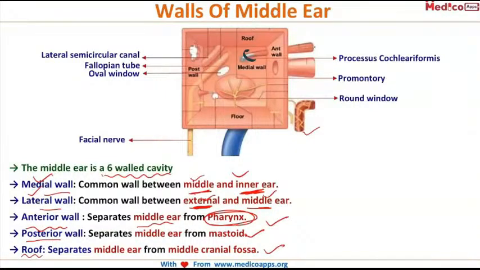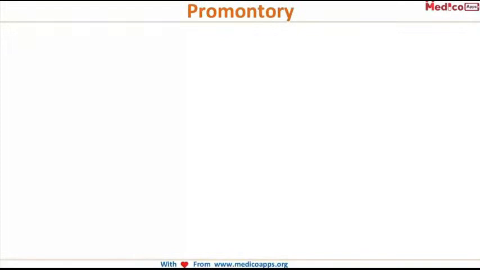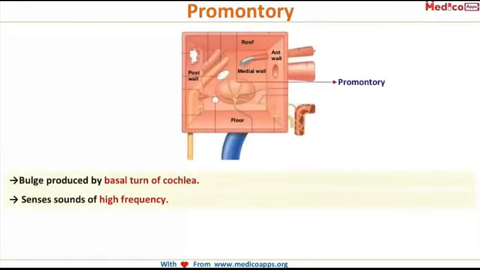So this is how the middle ear looks. We'll understand each of these structures in detail. Let's start off with the medial wall of the middle ear. The first important structure we're looking at is the promontory. It is a bulge that is produced by the basal turn of the cochlea. By function, it helps in sensing sounds of high frequency.